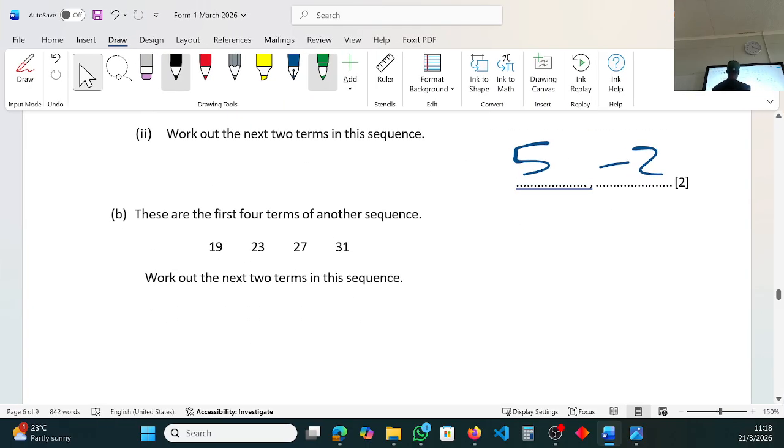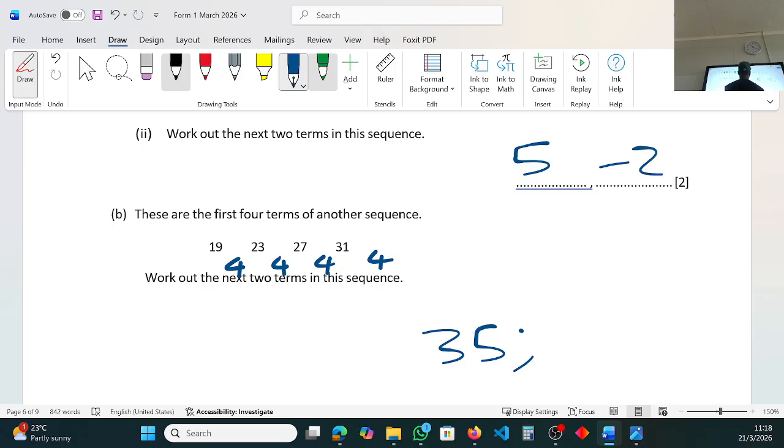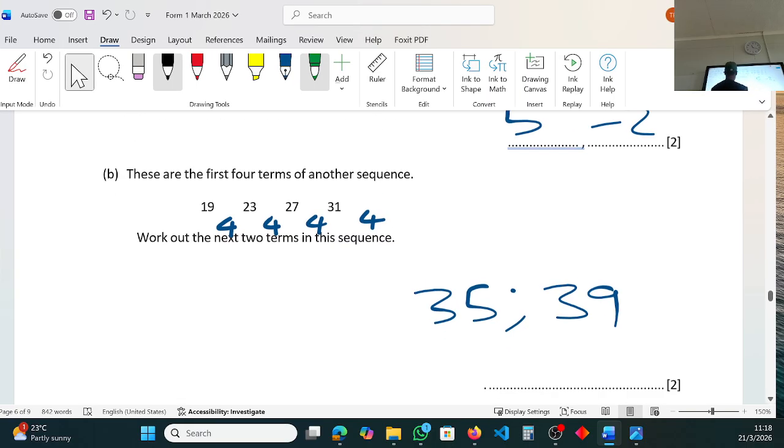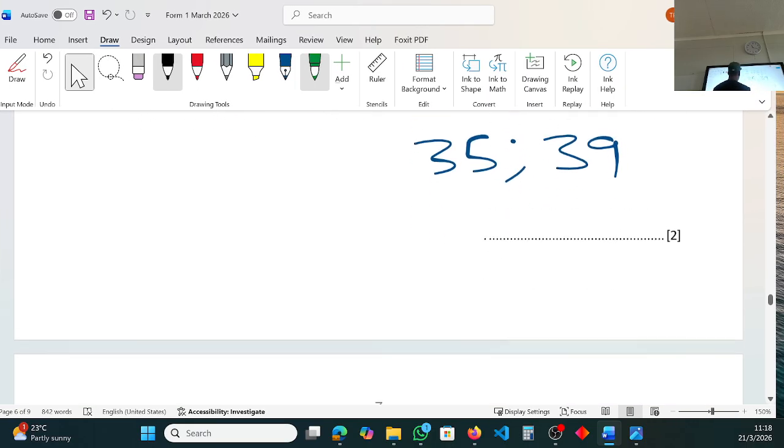So these are the first 4 terms of another sequence. So this time around, it looks like we are now adding, which is the reverse of what we're doing there. It looks like we add 4 there, we add 4, we add 4. So work out the next 2 terms of the sequence. So in essence, we're going to add 4 to 31. It gives us 35, and we add 4 again, it gives us 39. So those are the next 2 terms of this type of pattern.